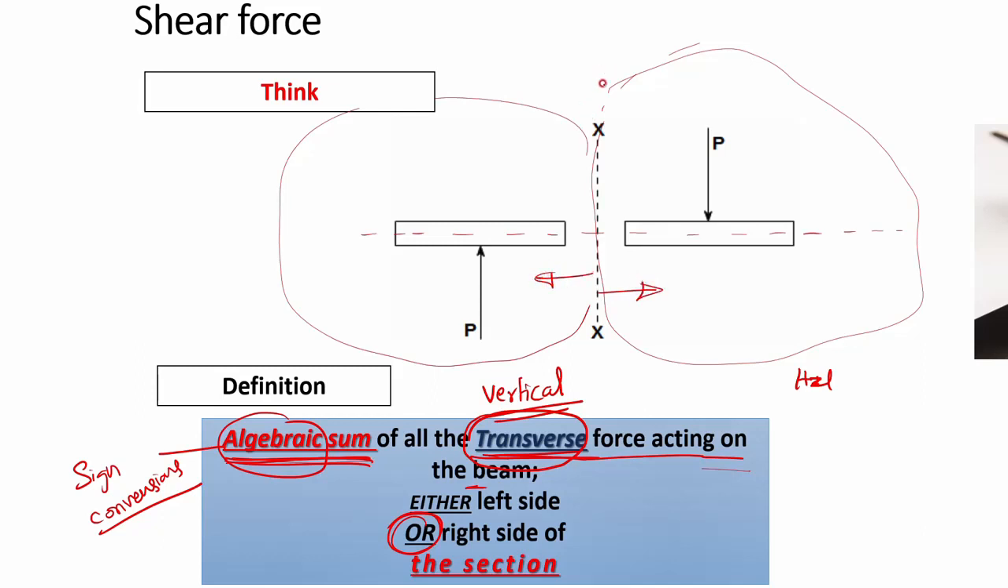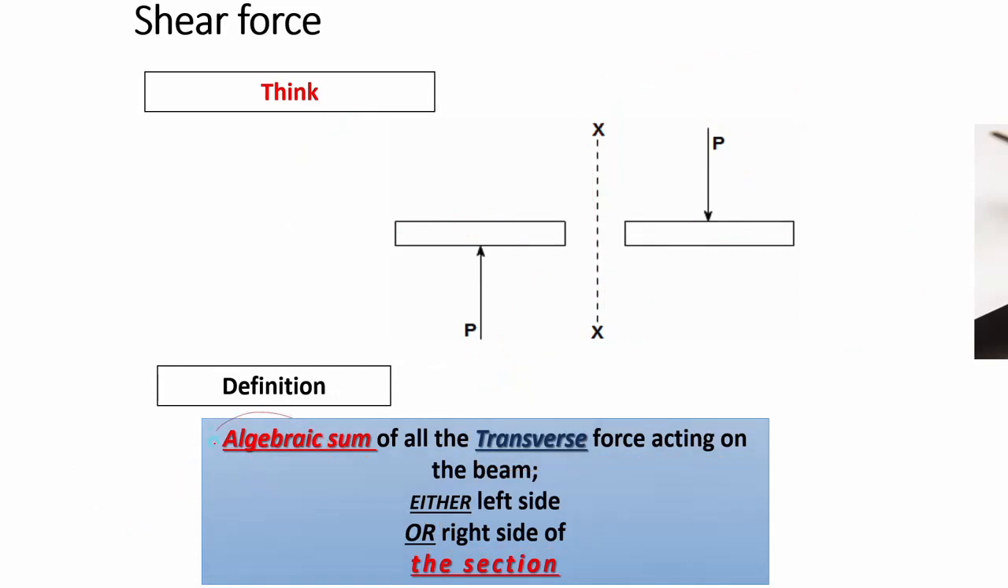Because before tearing of any paper or otherwise beam, that section is considered to be in equilibrium. Equilibrium means this force and this force are the same, equal. That's why it is your choice whether you see the left side or right side of the section. Okay, that is very important. Once again, you can see the definition. Algebraic sum means there are some plus forces and minus forces that you have to add, and all the vertical forces acting on the beam, you have to consider either left side or right side of the section. Okay, that is your shear force.